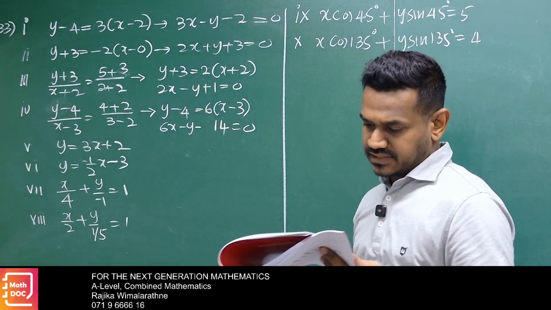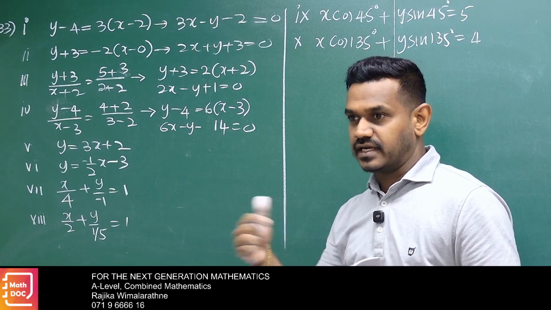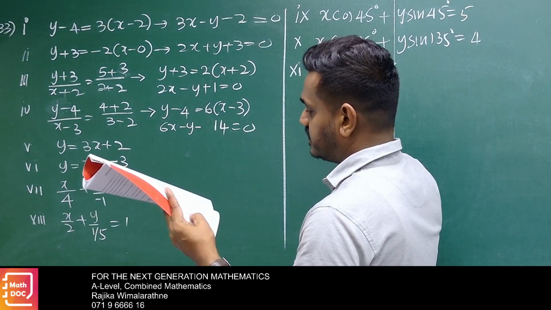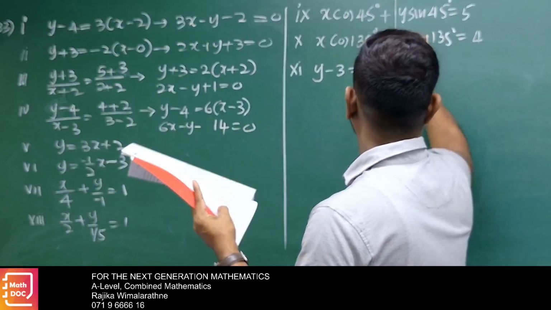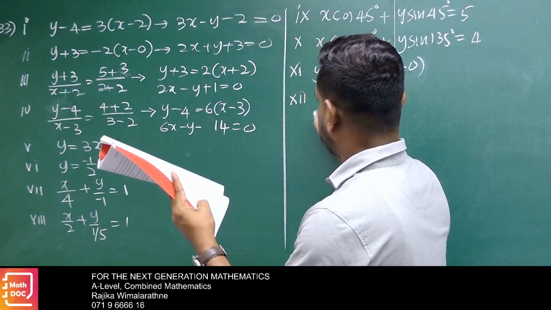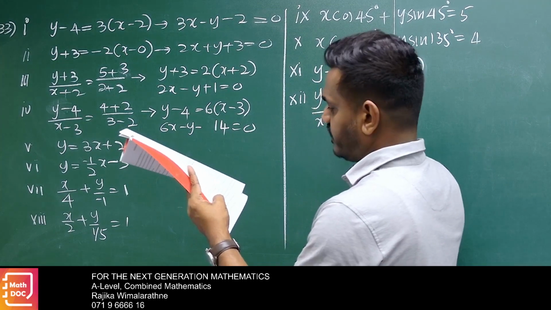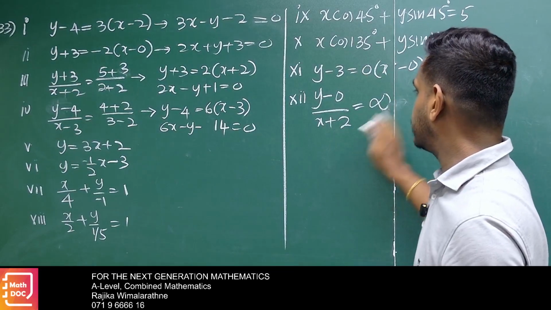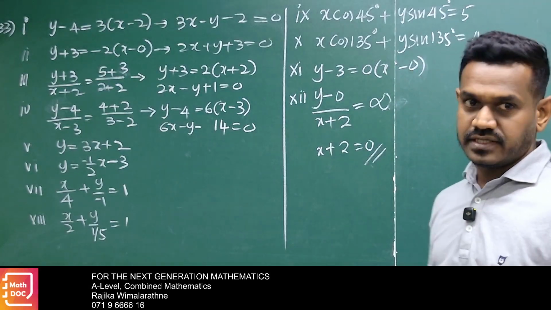Straight line parallel to the x-axis. Parallel to the x-axis means gradient 0. So indirectly the gradient has been given, no? Then the 11th one, point: y minus 3 equals gradient 0 times (x minus 0). 12th one, parallel to the y-axis: y minus 0, x plus 2. Parallel to the y-axis means gradient infinity. Infinity means the denominator is 0, so you have to take x plus 2 equals 0. That is somewhat special, infinity gradient thing.